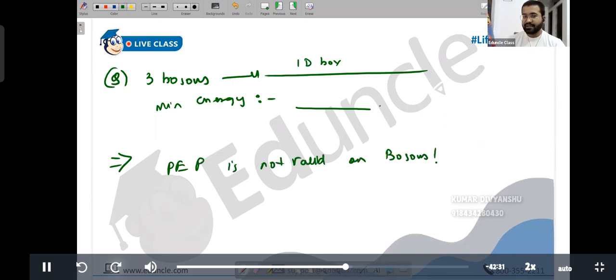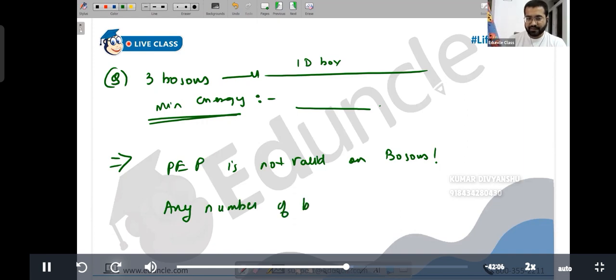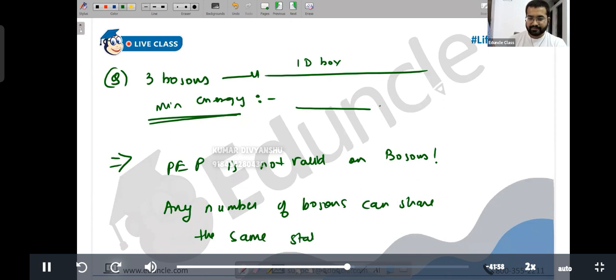Okay. So if they mention find the minimum energy, it means all of them must be in the ground state. Therefore, for minimum energy, all will be in ground. Of course, you can write any number of bosons can be in excited state. Any number of bosons can share the same state. And because they have mentioned minimum energy, it means all are in the ground state.